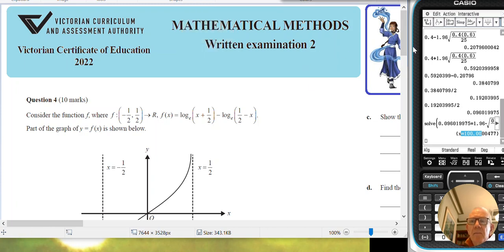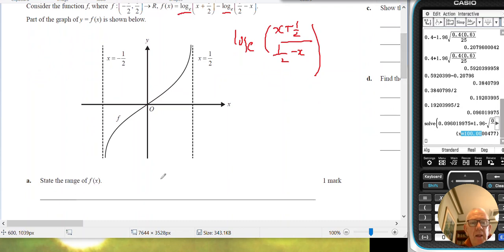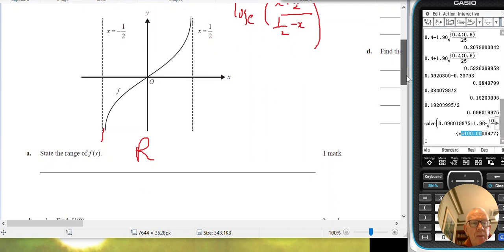Okay, so question number 4. We have this logarithm, got a restricted domain from -1/2 to 1/2, so therefore they're asymptotes. It's the logarithm. I could combine those two logs together if I wanted to by going log base e of x plus 1/2 over 1/2 minus x. What is the range? It's asymptotic. All real numbers will be the range.